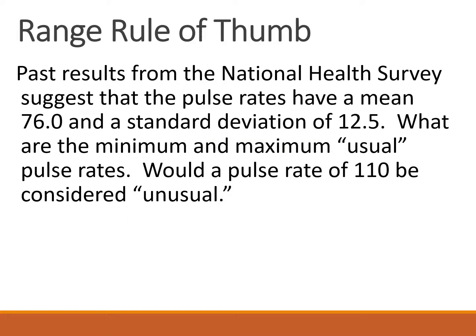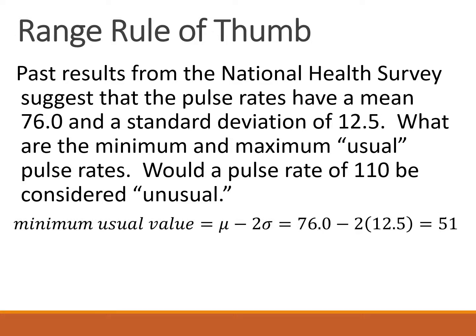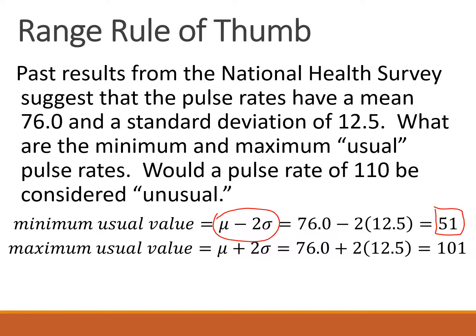Applying the other part of the range rule of thumb, let's say we're looking at pulse rates. They have a mean of 76 and a standard deviation of 12.5. What are the minimum and maximum usual pulse rates? The minimum would be that mean minus 2 times standard deviation. Now I'm using mu and sigma because we're talking about the whole population of all people here and not a sample. So in this case, we have 76 minus 2 times 12.5. We get a minimum usual value of 51 beats per minute. Same thing for the maximum, except we're just adding 2 times the standard deviation. That gives us 101 beats per minute. The last part of the question says, would a pulse rate of 110 be considered unusual? It would, because 110 is larger than the maximum usual value.